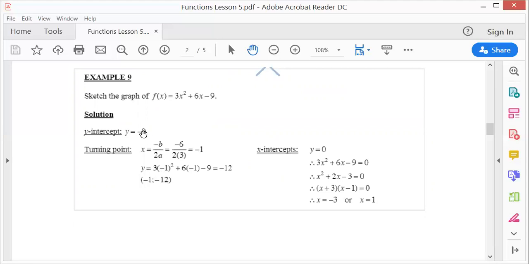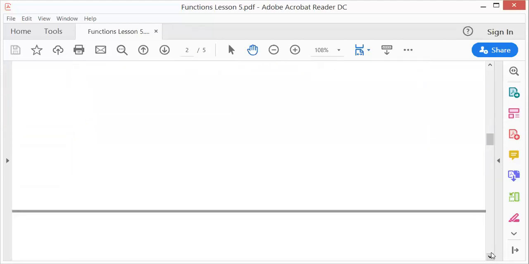So you got your y-intercept, you got your turning point, and to get your x-intercepts, you need to make f of x 0. If you make it 0, factorize, and you get x minus 3 and 1. So now I got my y-intercept, I got my turning point, and I got my x-intercepts. So now I can sketch my graph.